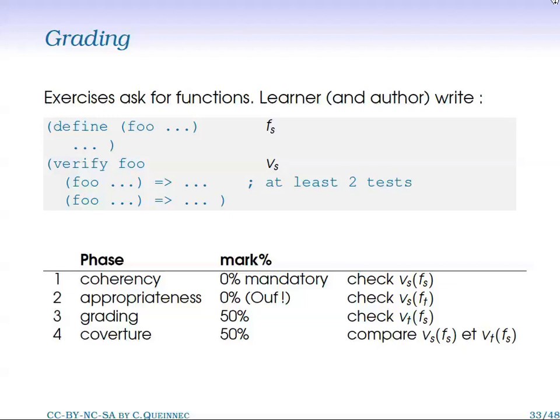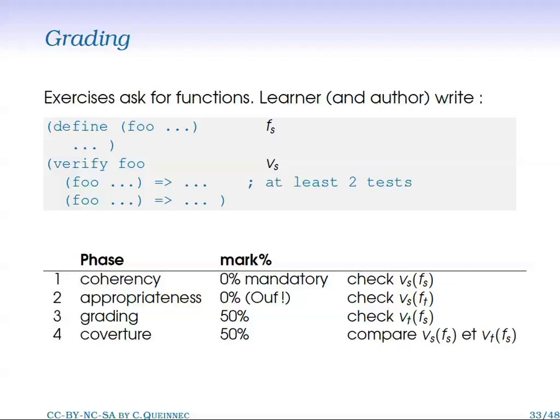First, we want to check the coherency. So we check that the verification of a student works well with the function of a student. If it is not the case, we reject. We don't want to grade something that is not coherent. Then we check that the student is really answering the stem, that is the appropriateness. So we take the function of a teacher and we pass it through the verification of a student. Okay?